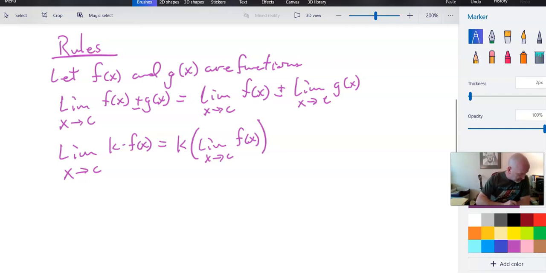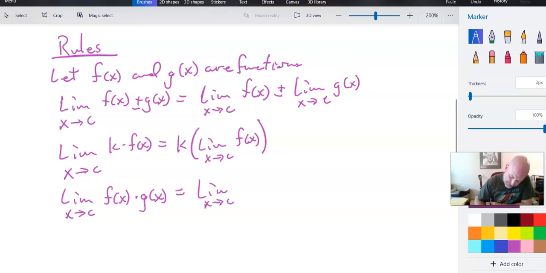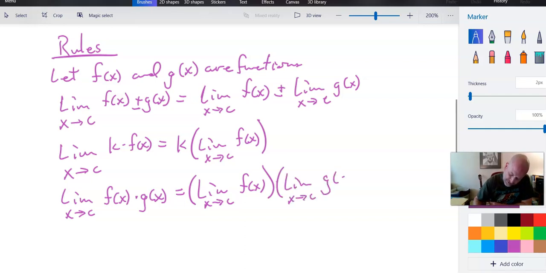And then the other two are also tied together like addition and subtraction. You have the same thing for multiplication and division, right? The limit of f of x times g of x as x approaches c is equal to the limit as x approaches c of f of x and the limit as x approaches c of g of x, right? So if you have a product, you can take the limits of each factor in that product separately, right? It's kind of nice.